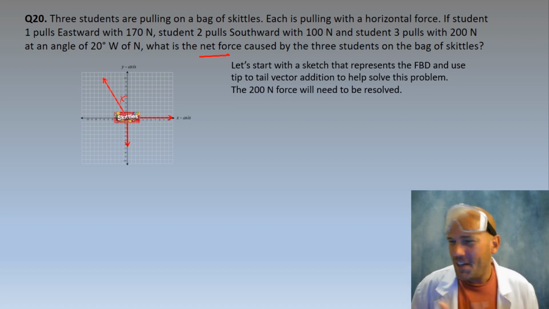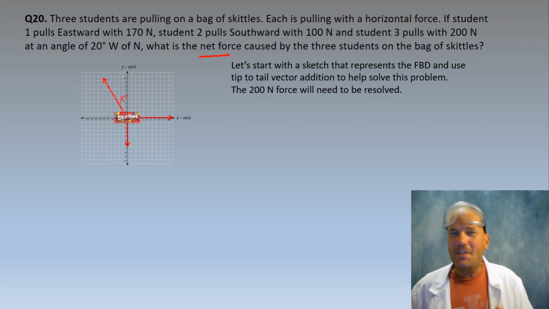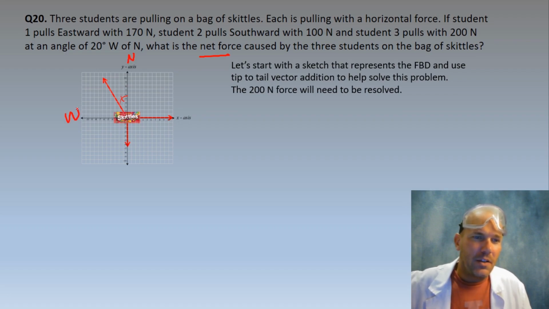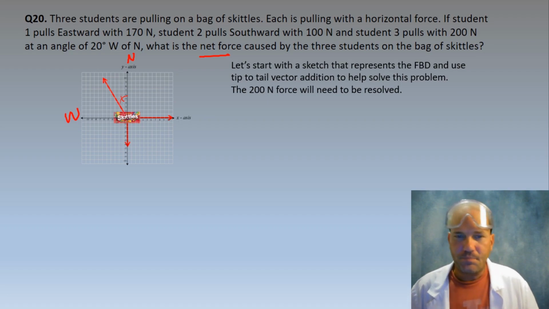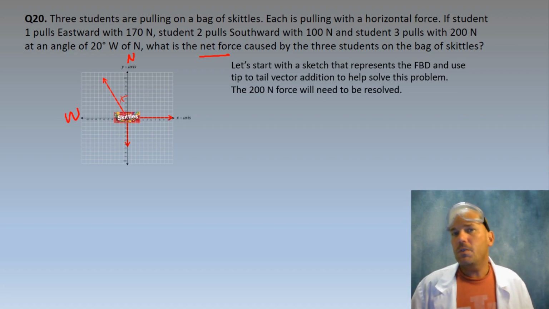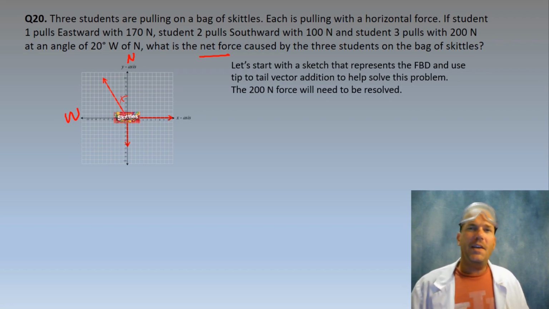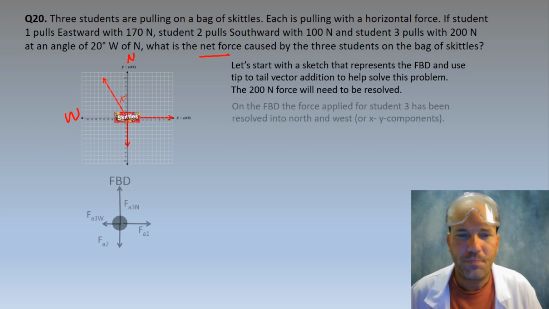So if you're still not used to the cardinal directions, just go around and look at different positions. But this one here, we have our positive y-axis, which we could call north. This direction here is west, and this resultant vector is 20 degrees west of north. Okay, so let's do some tip-to-tail vector addition. And the 200 Newton force will need to be resolved into its x and y components, or in this case, into its west, east, north, south components.